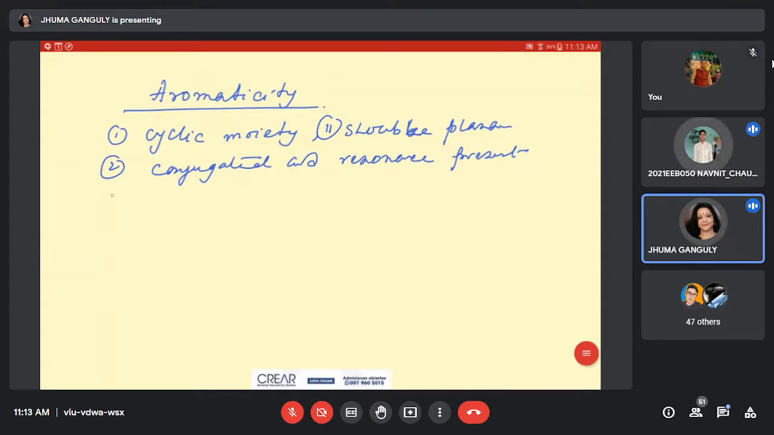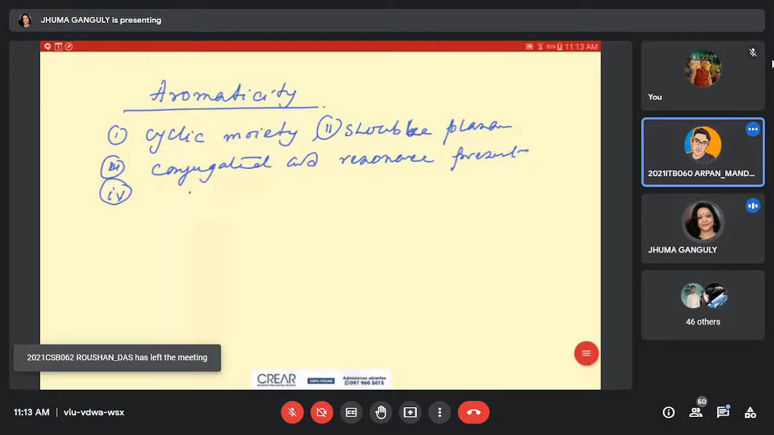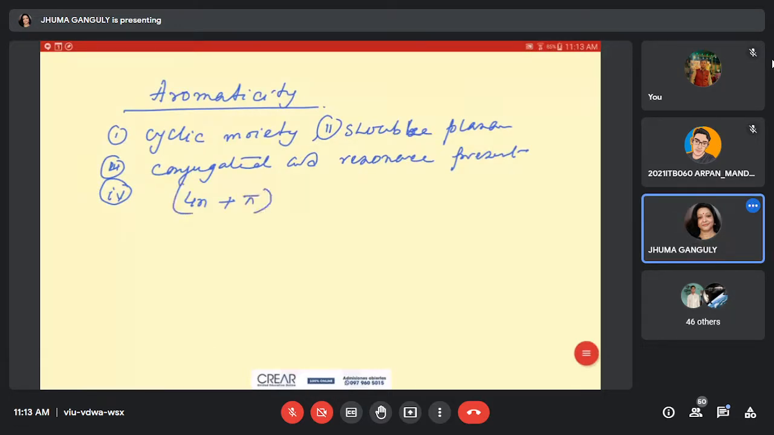So it must follow Huckel's rule. Yes, follow Huckel's rule: 4n plus 2 pi electrons, 2 pi electrons should be there. Huckel's rule.